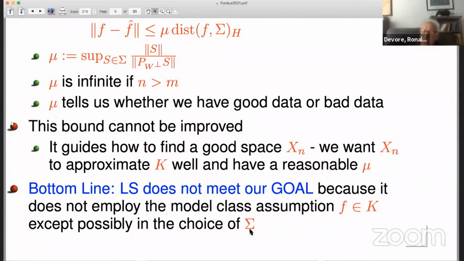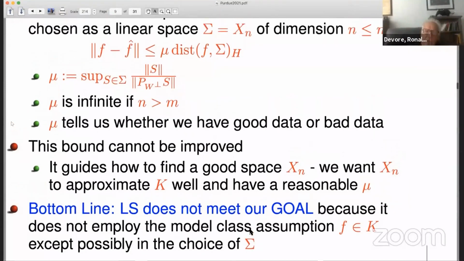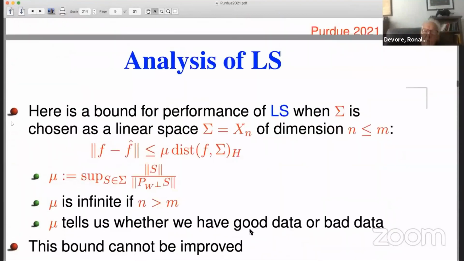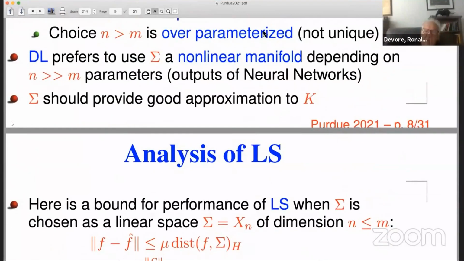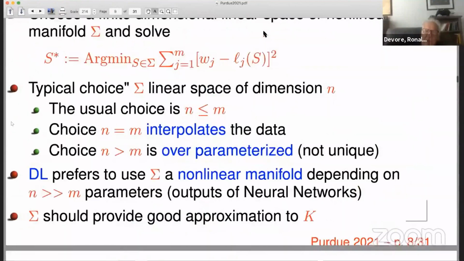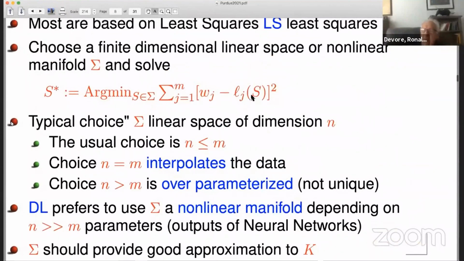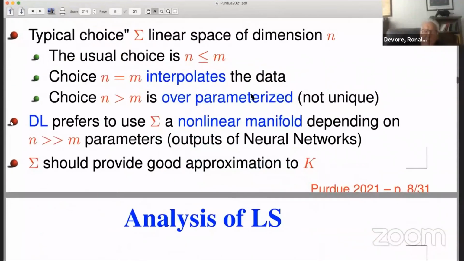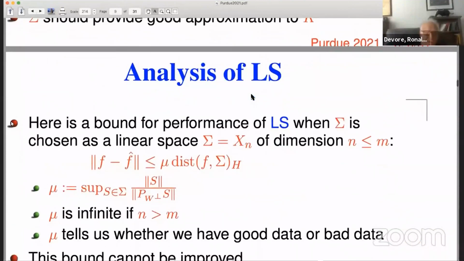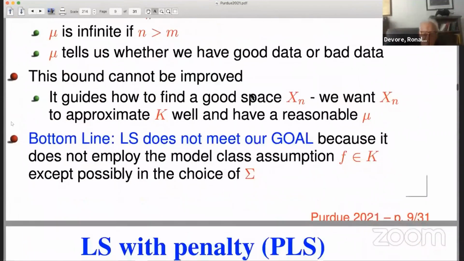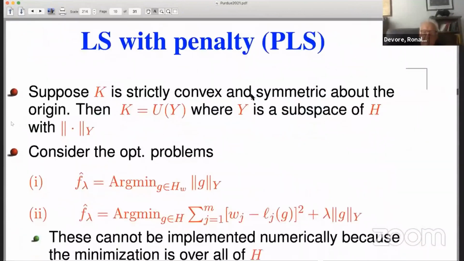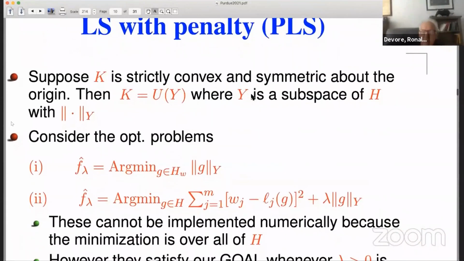So even though you've done that, when you do least squares, you throw away completely your knowledge that F is in K. So when you solve this problem, K is not appearing. You've only used K to select sigma. So the bottom line is least squares does not fulfill our goal. Is there a remedy? And the answer is yes. Penalized least squares will do the job.